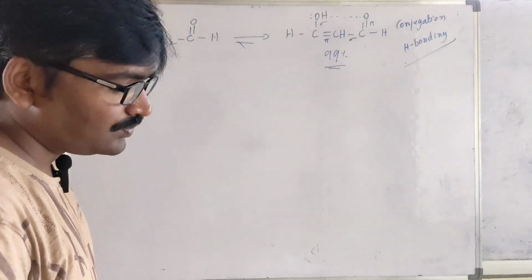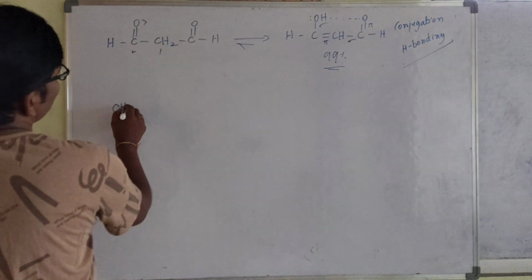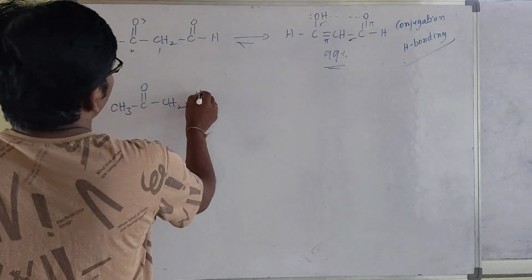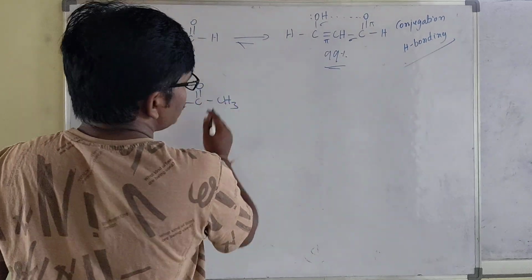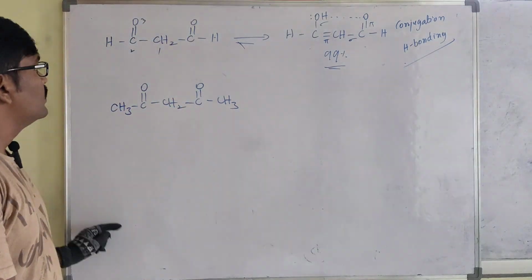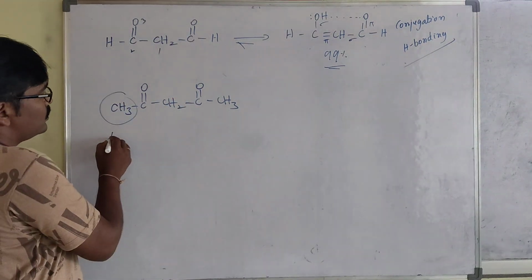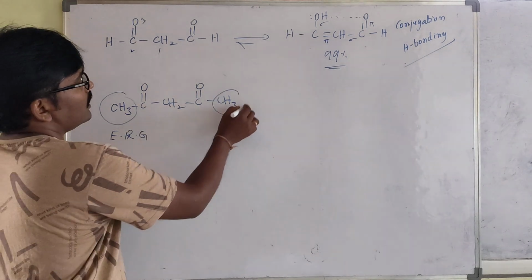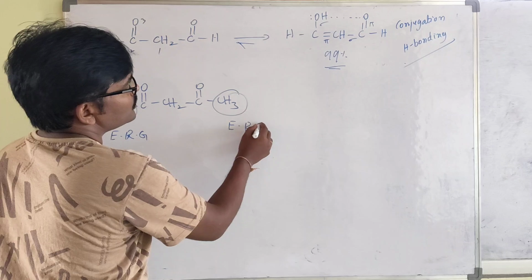Then one more is there, that is CH3, C double bond O, CH2, then C double bond O, CH3. Look at this, my dear students. Sir, here two electron releasing groups are there. Electron releasing groups. Even here also, electron releasing groups are there.